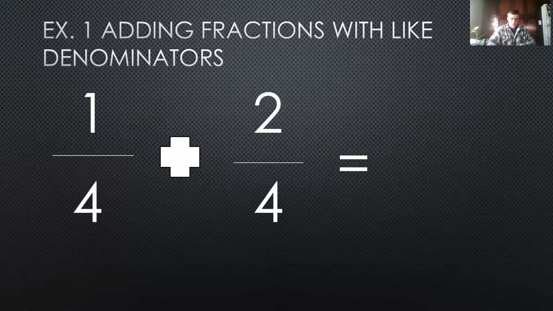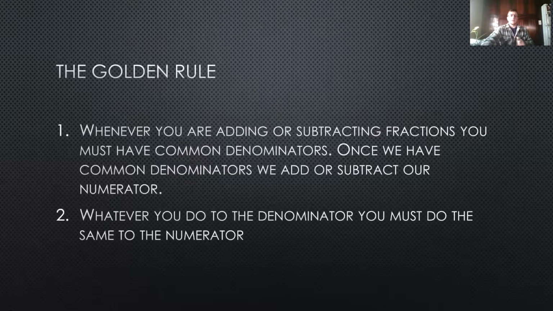So at this time, as we picked out what our denominators are and what our numerators are, we're going to take a look at the golden rules real quick. So here, let's just focus on the first part. Whenever you are adding or subtracting fractions, you must have common denominators. Once we have common denominators, we add or subtract our numerator.